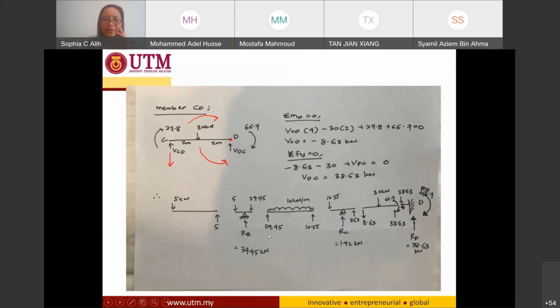So right now I have all the information I need for my support reactions for this one, this one, and also this one. Since I have 66.7 clockwise, I need to introduce another one counterclockwise, 66.7, and to balance this one, I need another one in the clockwise direction. So I know my MD is going to be positive 66.7.